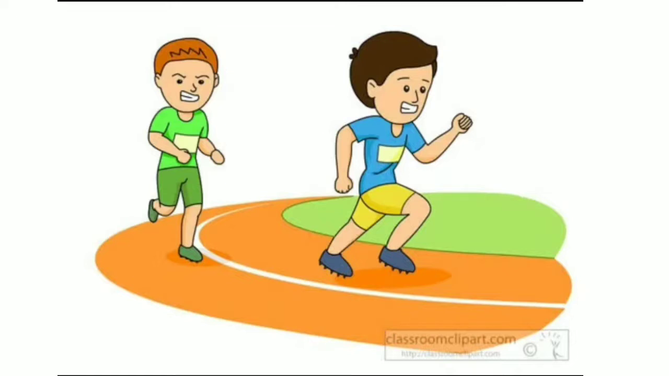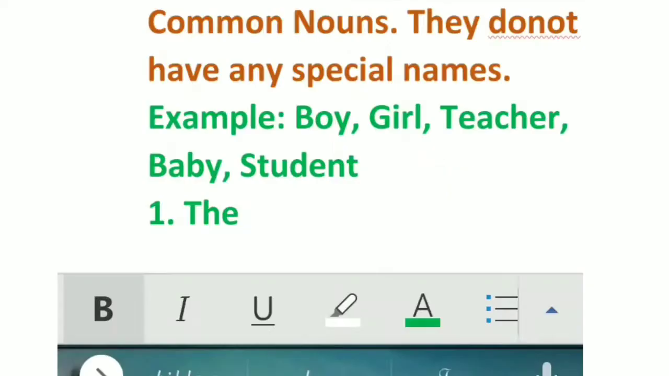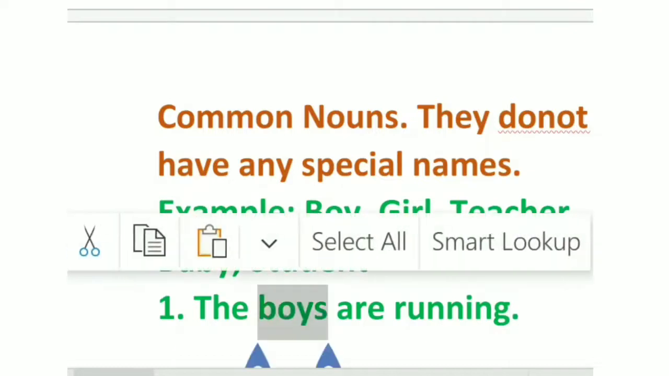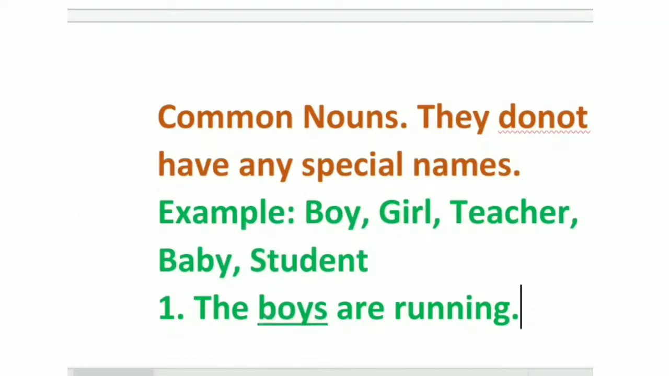What can you see here, children? We can see that the boys are running. What do you think is a common noun here? Boys, because we are talking about two boys, but we are not naming them. Alright, the next one.